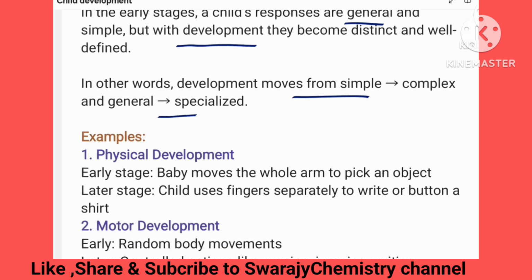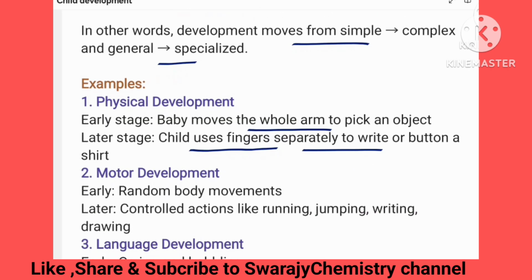So, example, if we consider physical development, in the early stage, a baby moves the whole arm to pick an object. In a later stage, the child uses fingers separately to write or button a shirt. Okay, if we consider motor development, in the early stage, random body movement; in the later stage, we can see controlled actions like running, jumping, writing, drawing.